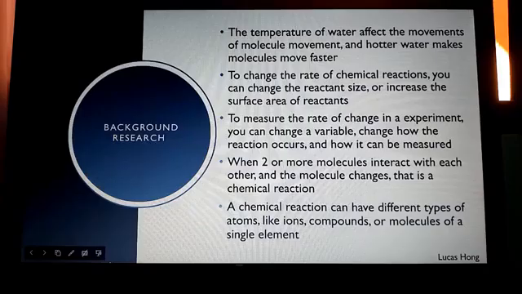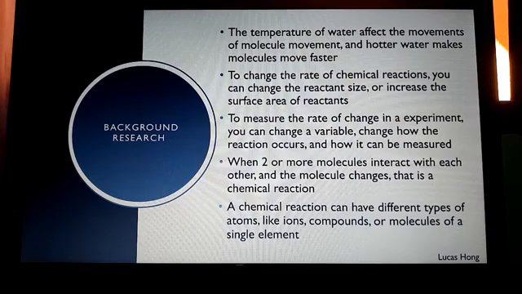Background research. The temperature of water affects the movement of molecules, and hotter water makes molecules move faster. To change the rate of chemical reactions, you can change the reactant size or increase the surface area of reactants. To measure the rate of change in an experiment, you can change variables and change how the reaction occurs and how it can be measured.